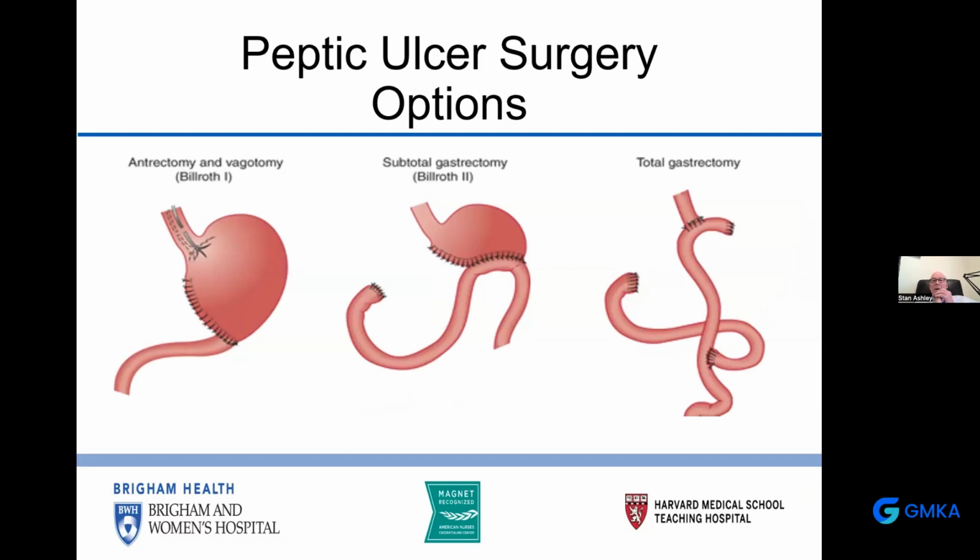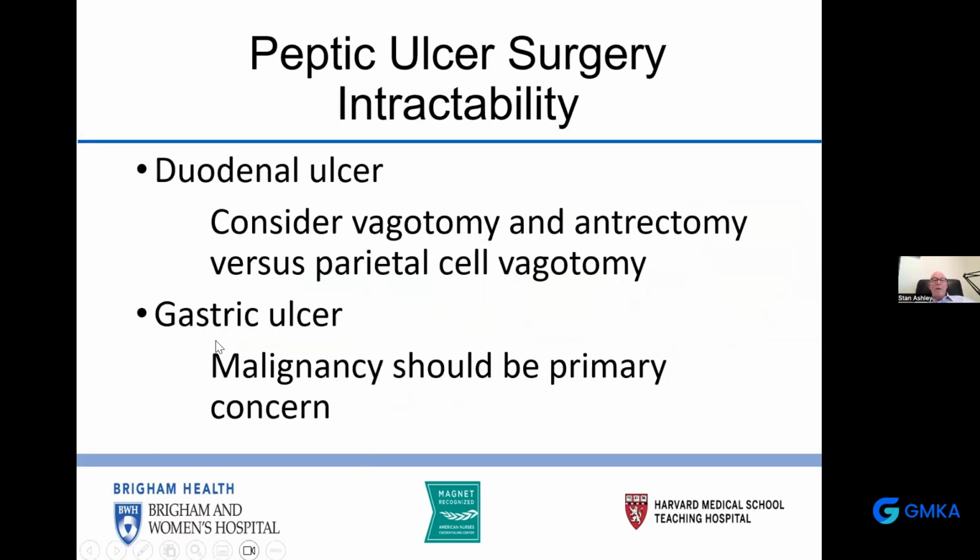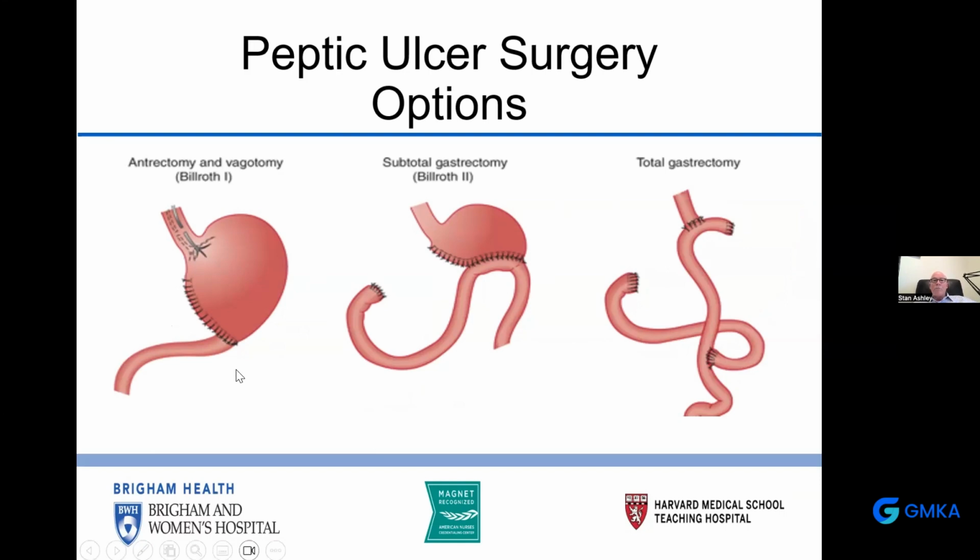Then various resections, antrectomy and vagotomy, taking out the antrum and cutting the vagus, removes about 2/3 of the stimulation to gastric acid secretion, and dramatically, it was really the best operation for duodenal ulcer that couldn't be controlled. Really unusual to do today.